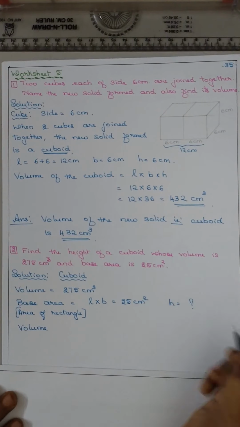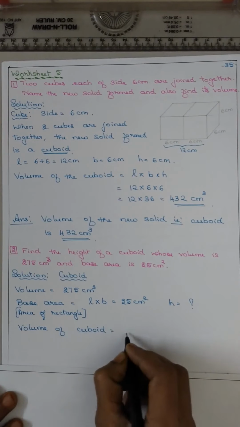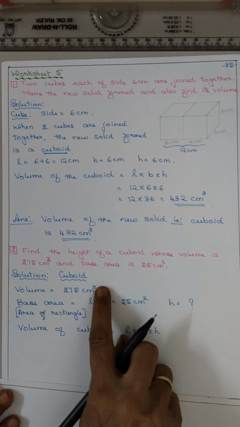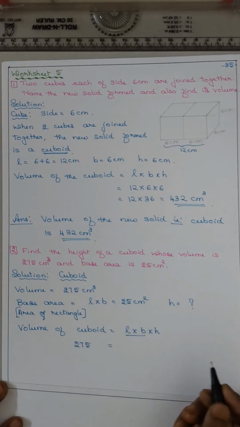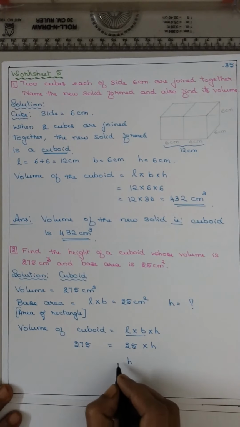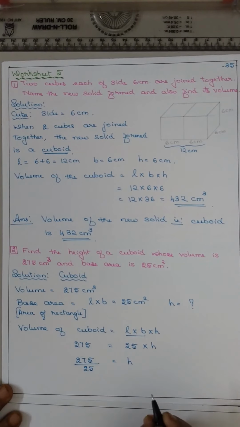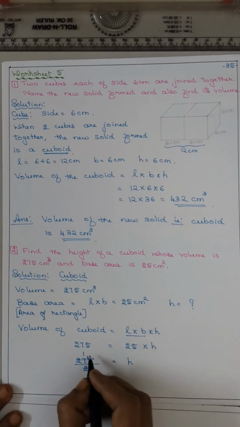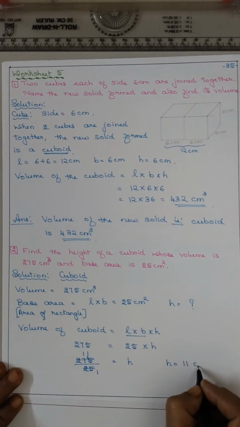Height is equal to how much? Volume of a cuboid. What is the formula? L into B into H. Put the values. Volume is 275. Now length into breadth is given. How much? 25 into H. So H is equal to 275 upon 25. 25 ones are 25, 25 ones are 25. 2 remains, 25 ones are 25. So H is equal to 11 centimeter.